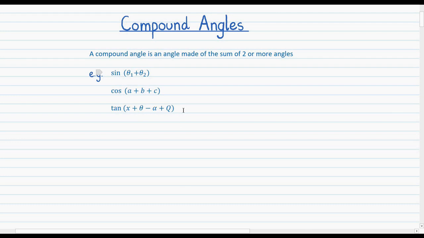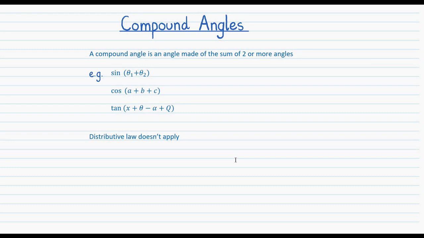And I think just on looking at it, the first instinct would be to say that, for example, cos of A plus B plus C is equal to cos A plus cos B plus cos C, which would be applying the distributive law to it. But unfortunately, nope, the distributive law doesn't apply to compound angles.